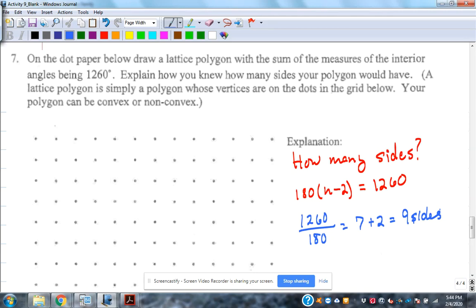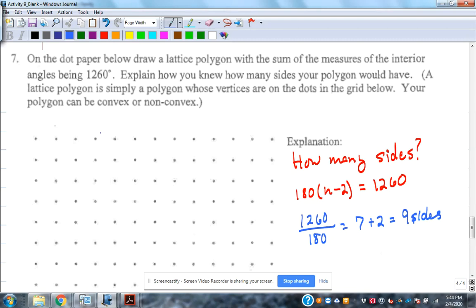So we need a nonagon out of this. So we need to draw a nonagon on our lattice work here. Got to have 9 sides. It doesn't matter if it's concave or convex out of this. So there really are no rules to that. It's just got to have 9 sides. Doesn't matter if any of the sides are the same length or anything. So just start making yourself a 9-sided figure.